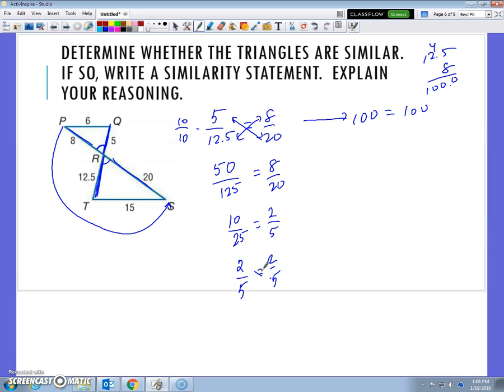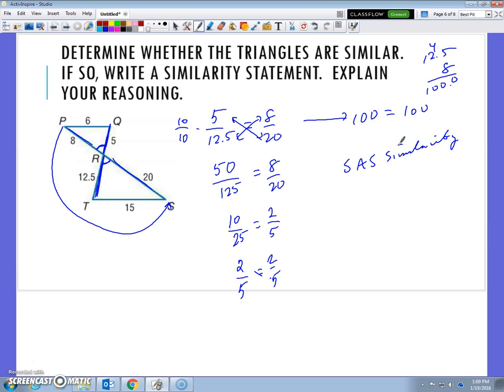So you can do it however you want, but as long as I know that those two sides have the same ratio, same scale factor, and the included angle, then I know that for sure they are similar. So I could say, yes, they're similar through side angle side similarity.